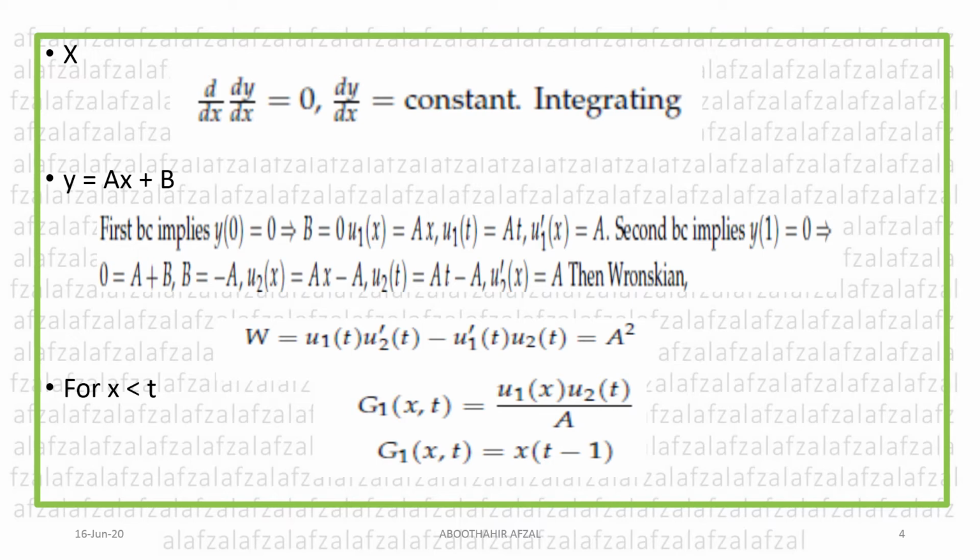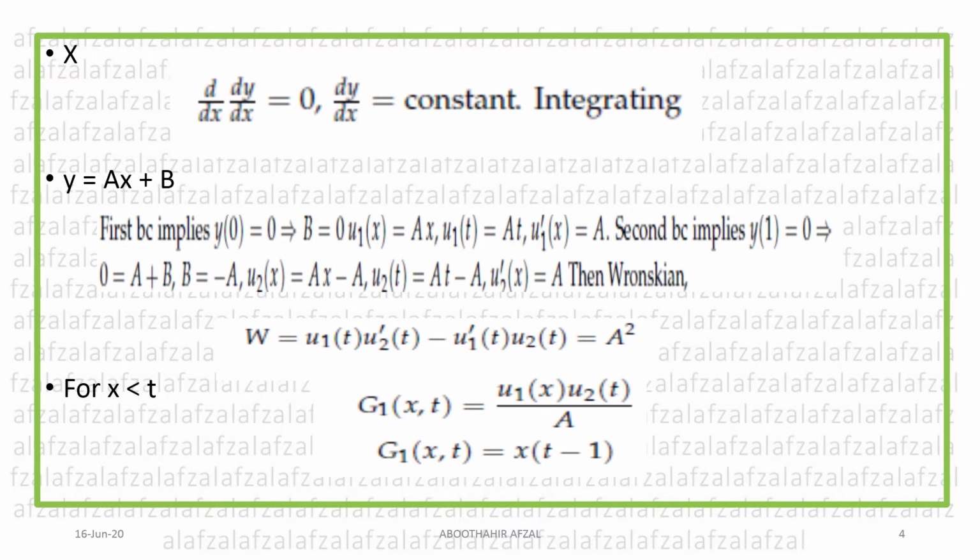And the second boundary condition, y of 1 is equal to 0, implies b is equal to minus a. That means u2 is found from the second boundary condition. u2 is equal to ax minus a, therefore u2 of t is at minus a. u2 dash of x is a, that means if I differentiate ax minus a with respect to x, we will get a. So the expression for the Wronskian w is u1 u2 dash minus u2 into u1 dash.